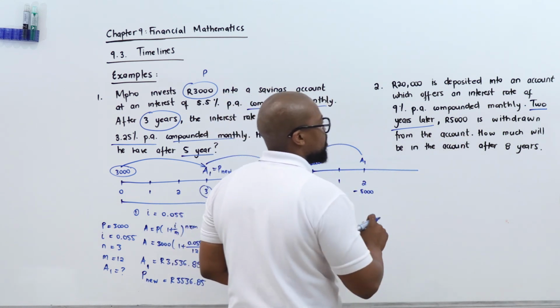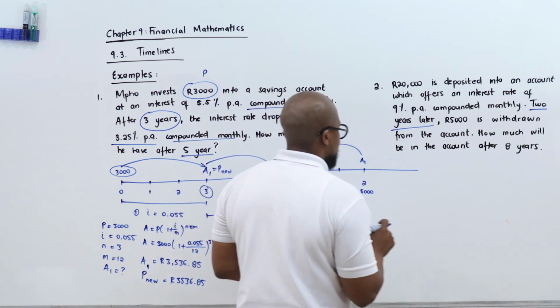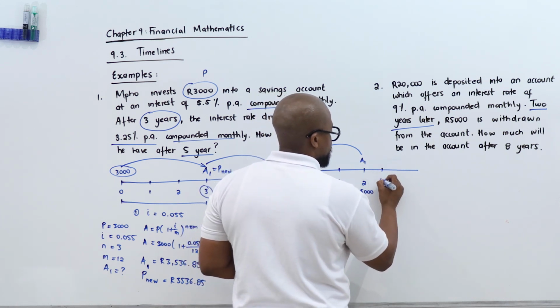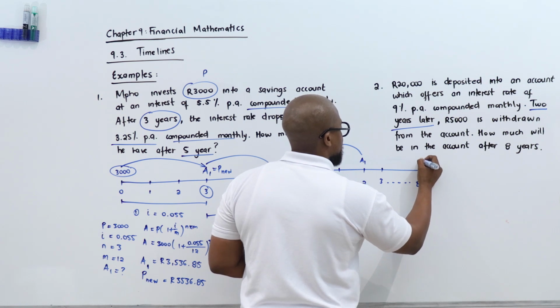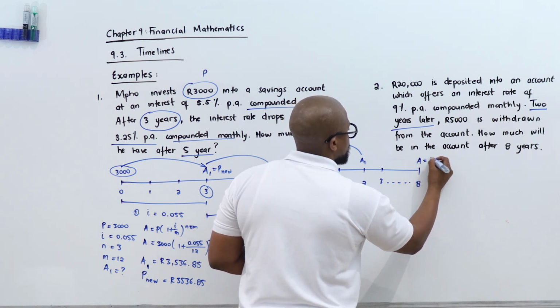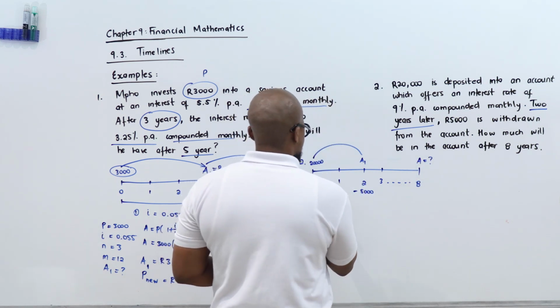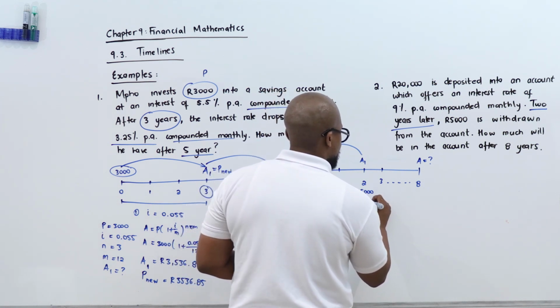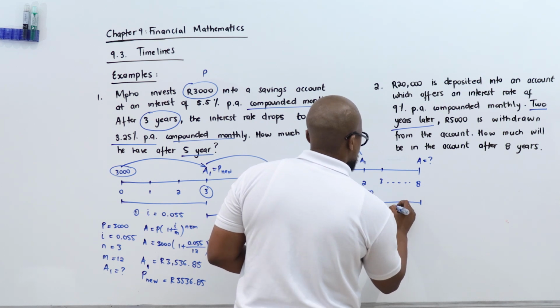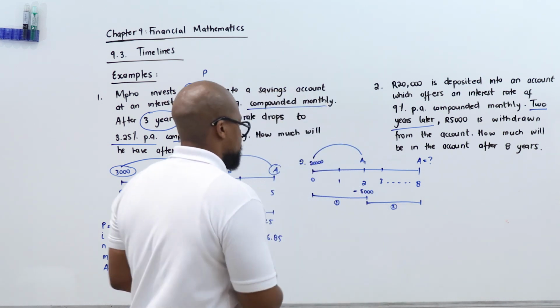5,000 is withdrawn from the account. How much will be in the account after 8 years? So that's 3, up until you get to year 8. Okay, so we want to see what happens after 8 years, right? So that's the final accumulated value. Obviously between 0 and year 2, that's going to be the first part of the question, and from year 2 to year 8, that's going to be the second part of the question. Okay, so let's do the first part.